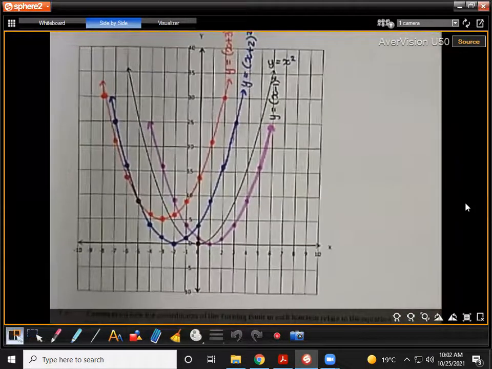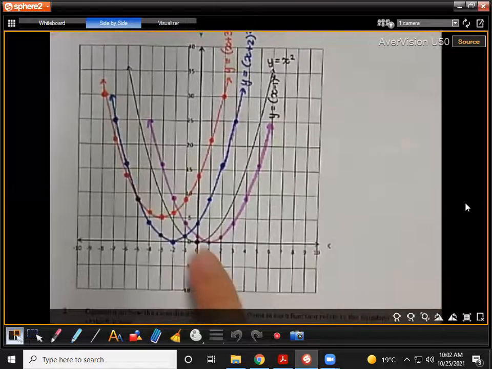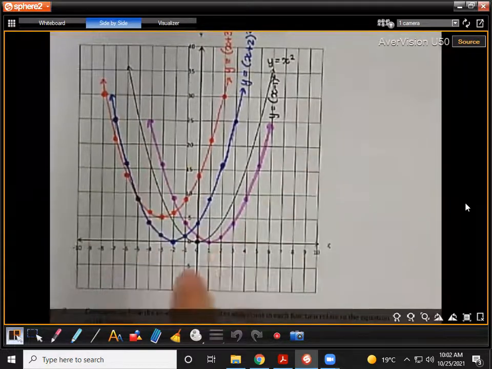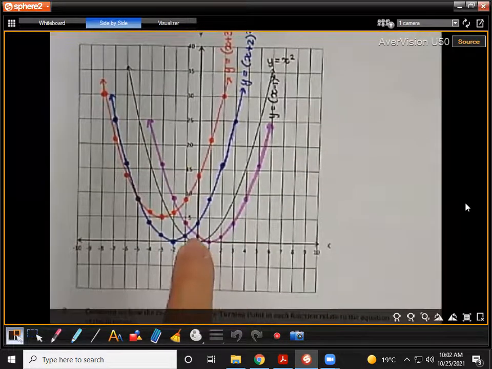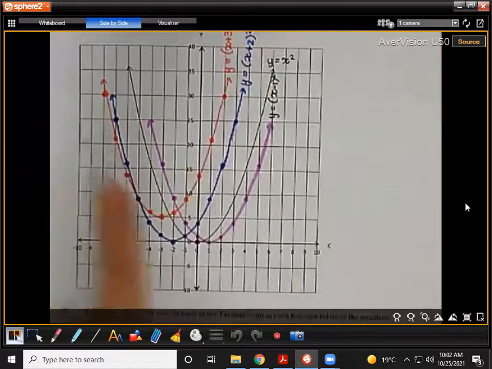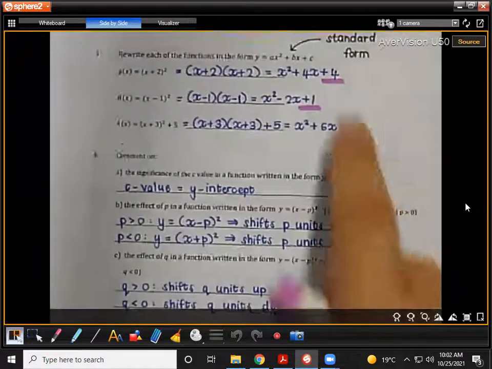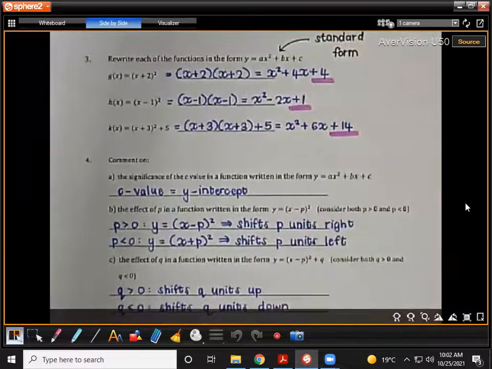Let's take a look. The first graph, which was the blue one, 4 was my y-intercept. For the second one, which is the pink one, 1 was also my y-intercept. And for the orange one, 14 was also my y-intercept. So guys, when you have a graph written in standard form, the C value is always the y-intercept.